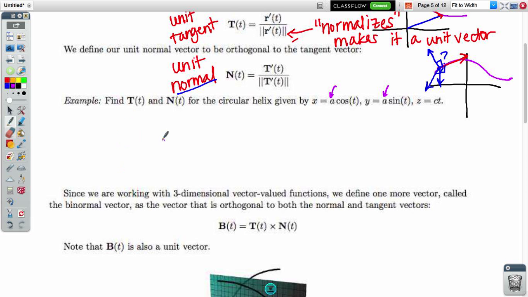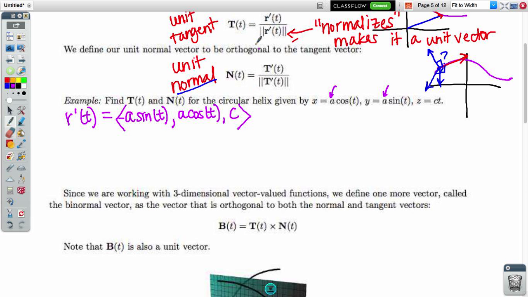In order to find the tangent vector, we just need to differentiate our original vector valued function. Here's the first component, second component, third component. I'm just going to differentiate component-wise. A is a constant, so that just stays there. So I'm going to have negative A sine of t as my first component, A cosine of t as my second component, and then just C as my third component, because when I differentiate c times t, only the constant sticks around.